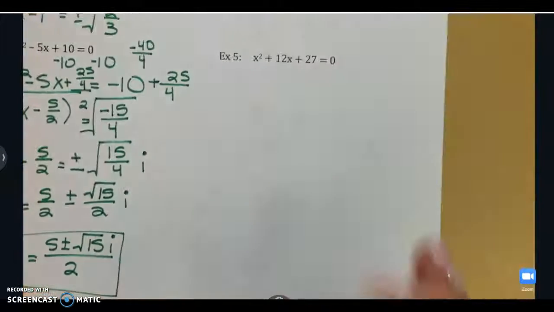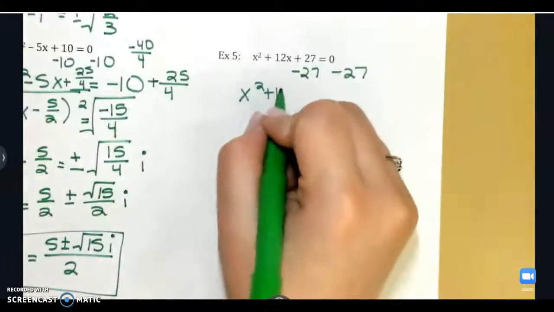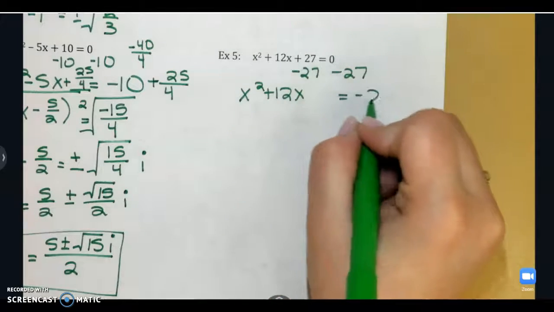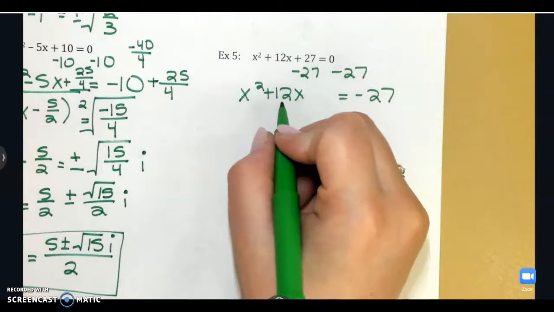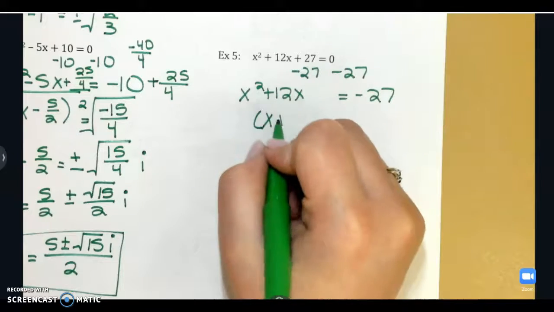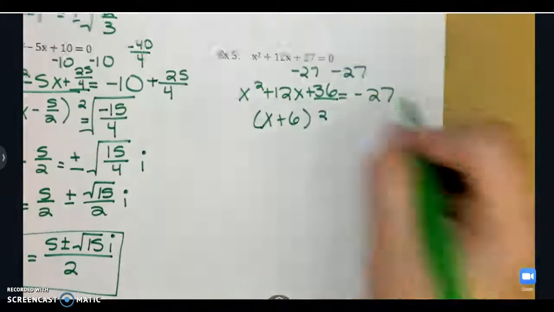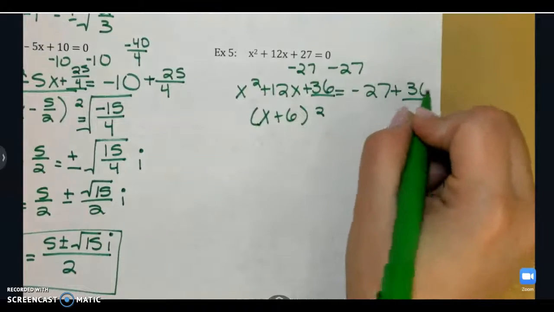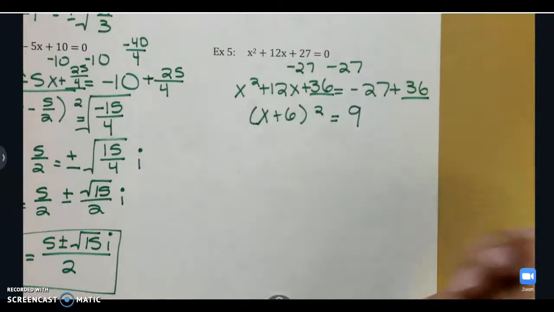Okay. Last one. This is not a perfect square, so let's make it one. Move 27 to the other side. So I want to make this a perfect square trinomial. Half of the middle term is going to be 6. So if this is x plus 6 squared, that third term has to be 36. If I add it on the left, I have to add it on the right. Negative 27 plus 36 is 9.